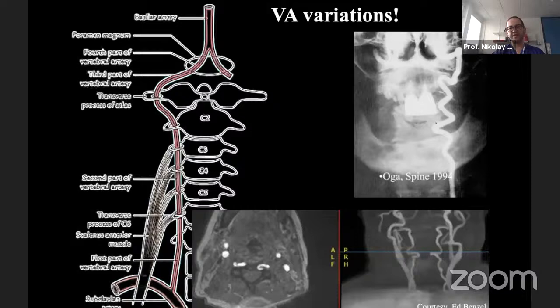Just to emphasize that, this is the so-called famous picture of Uga from 94, but you can see another picture here, which I borrowed from Ed Benzel. You see these kissing vertebral arteries. Just imagine you have to do something anteriorly on that spine. You have to think twice, and you have to be very careful, or maybe even think about alternatives.